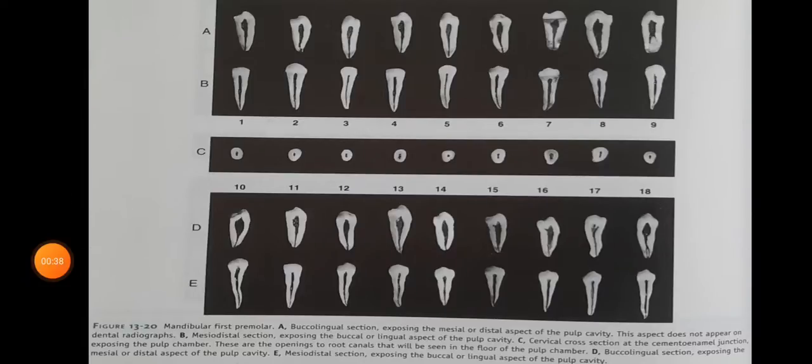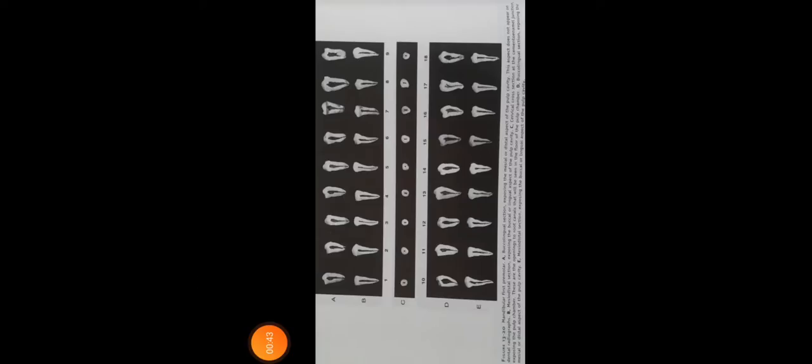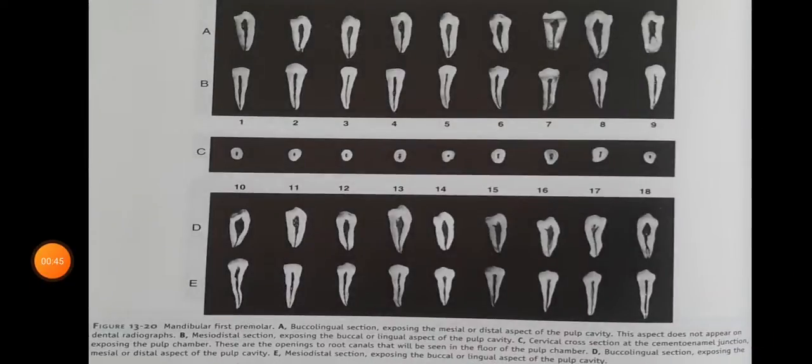The pulp horn of the buccal cusp is prominent in some teeth. You can see this in figure 13.20 A1, 2, 4 and 6 through 9, D10 through 18. The pulp horn of the lingual cusp may be prominent but small. You can see this in figure 13.20 D15, 16 and 17. It may be vestigial.